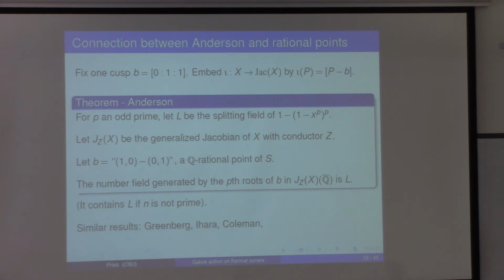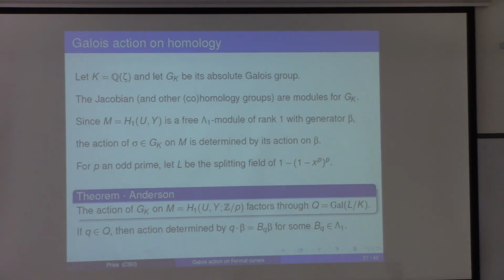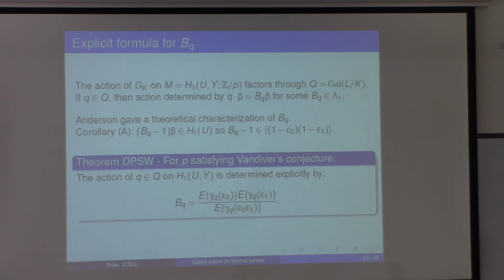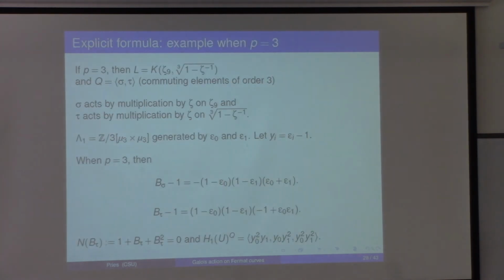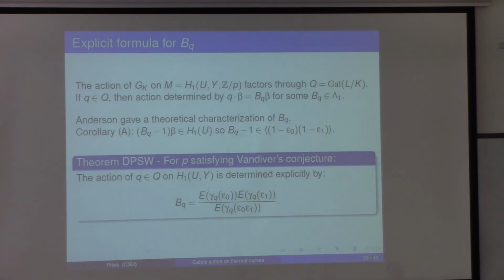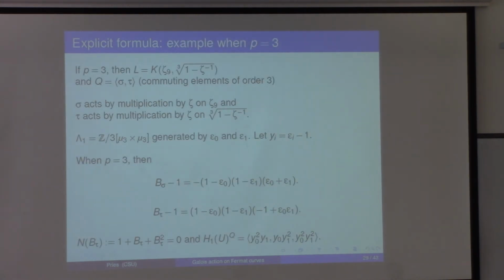I think I've already said everything on this slide, that this is the reason for trying to understand how this action of the absolute Galois group factors through this particular field L. So we have this explicit formula for how this action works on the relative homology with coefficients in Z mod n. The formula is too long to write down, but here's how it works out in some examples.